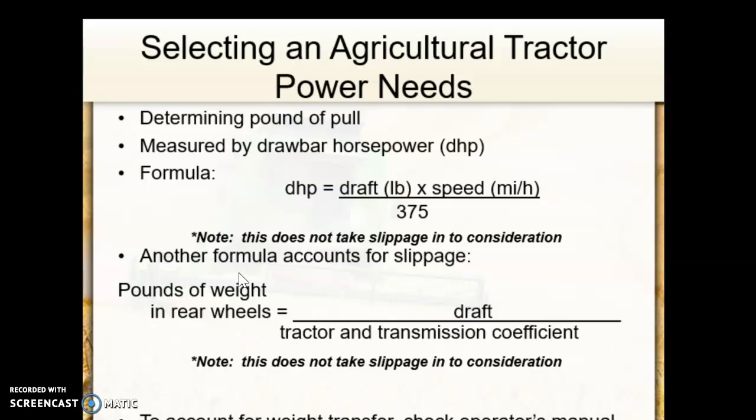So there's actually a formula that we take into consideration when we are calculating the actual horsepower pulling of a tractor, so basically the towing power of a tractor. We take the pounds that we're pulling, multiply it by the speed we're pulling it, and divide that by 375. Now, this does not take slippage into consideration.